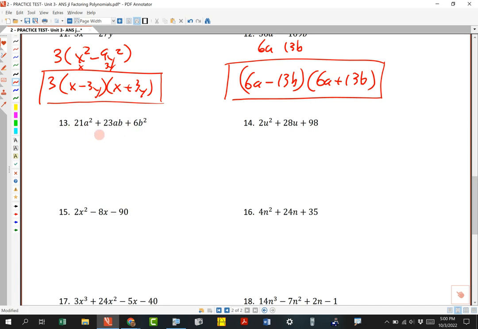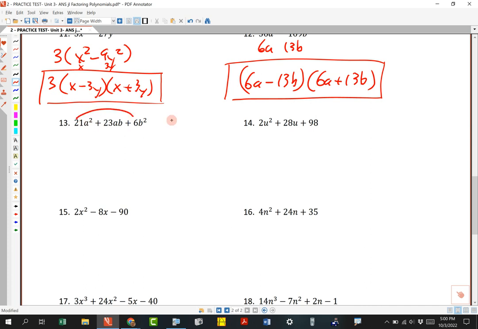Then we're going to go ahead and take a look at this one right here. This one is a bit of a mess. You'll notice that we don't have anything in common. 23 is a prime number. But it does kind of fit this pattern, though. So we've got an a squared, and we've got an ab, and then we've got a b squared. So we might be able to factor this. Let's just check and see.